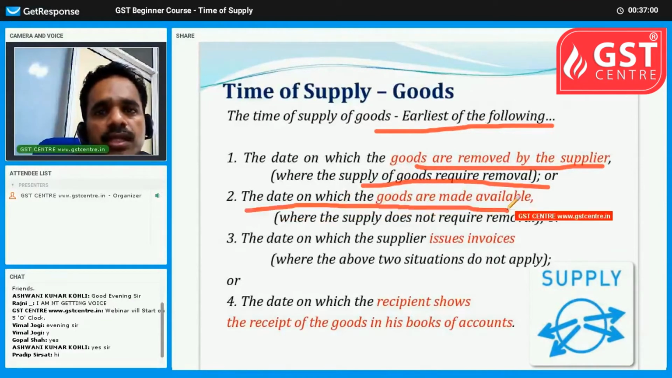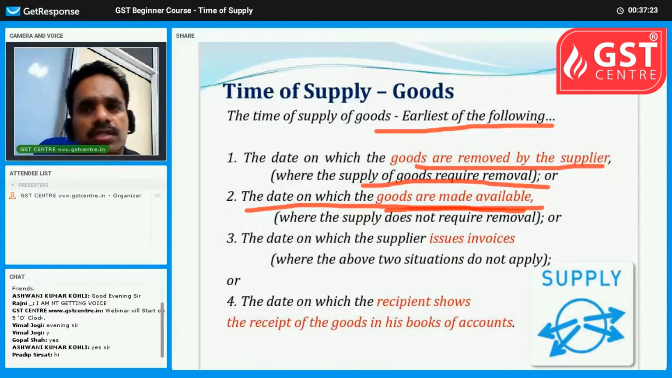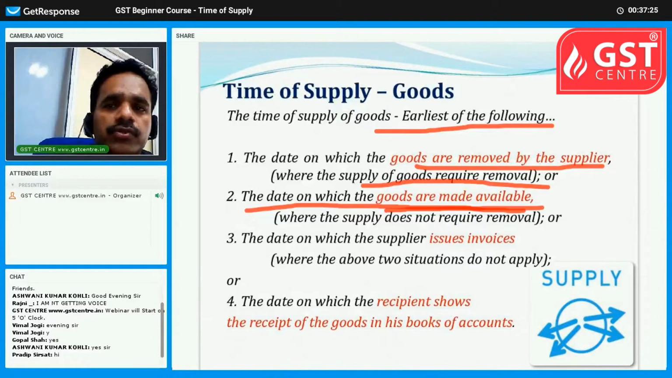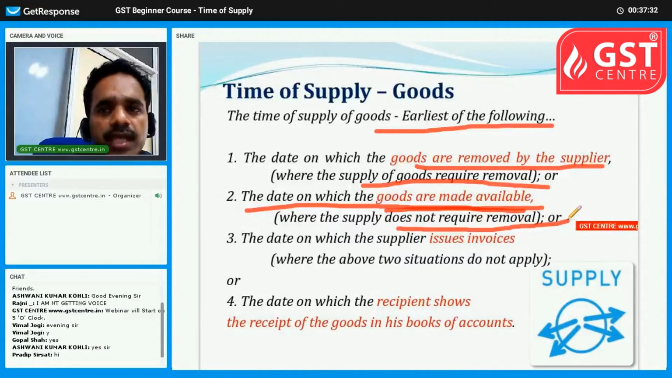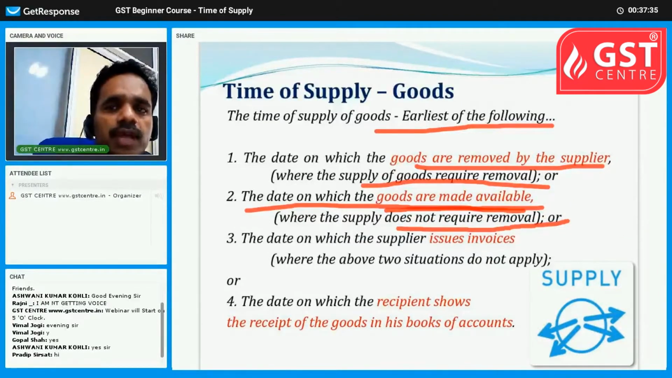And the second point is, if removal is not required by the supplier, as per the agreement it is not required, and it should be made available only to the customer. The customer will take the delivery. Then in that case, on the date when the supplier makes goods available to the customer, he is not required to remove the goods and give them to the customer, but he is required only to make them available. And in that case, it is to be noted that the date on which those goods are made available to the customer by the supplier should be taken as the time of supply.